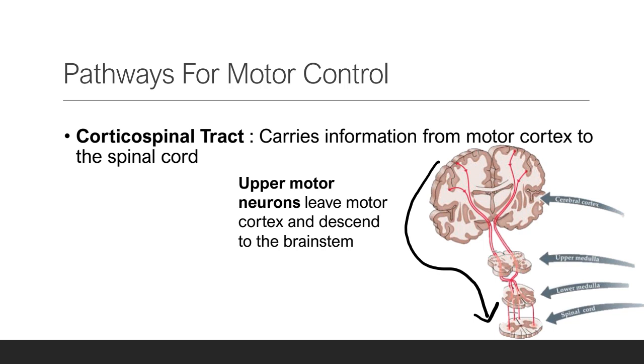So many upper motor neurons have their cell bodies located in the motor cortex itself, and they send their axons down through the brainstem. These are all of the different layers or regions of the brainstem. These axons travel through these layers and go on descending to the spinal cord.